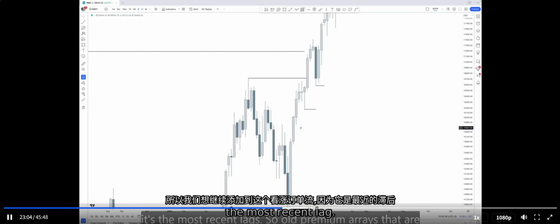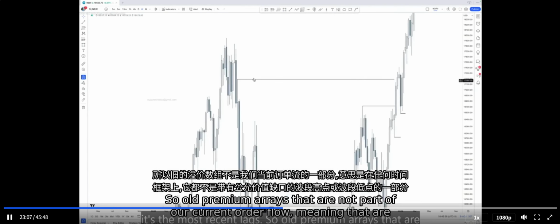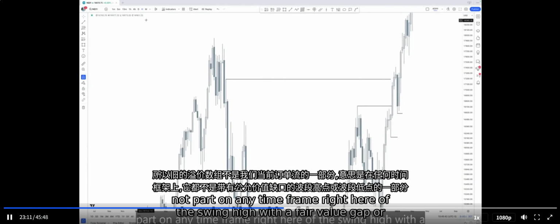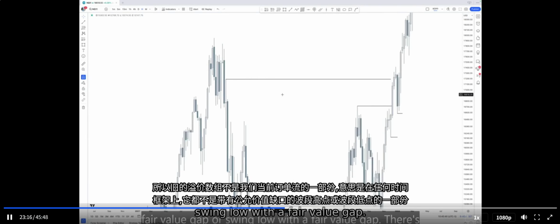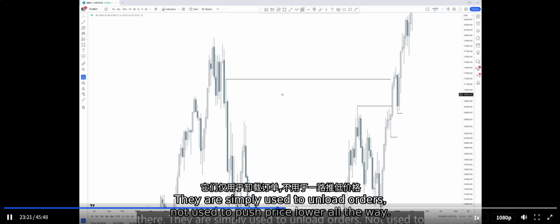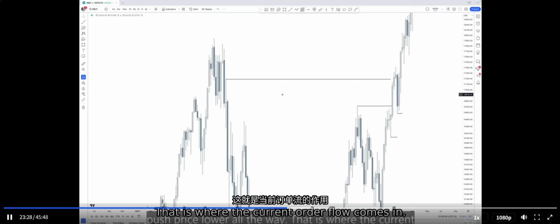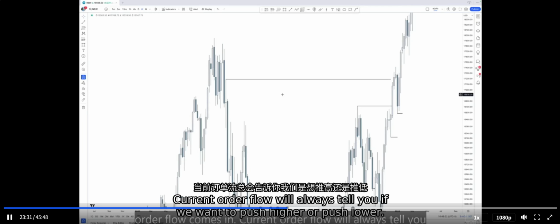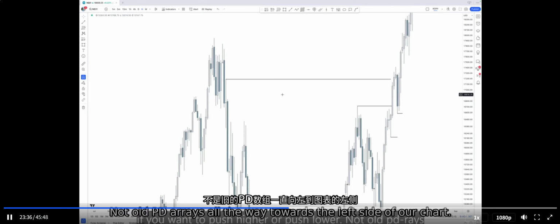because it's the most recent lags. So old premium arrays that are not part of our current order flow, meaning that are not part on any time frame right here of the swing high with a fair value gap or swing low with a fair value gap, there's no order flow lags that we need to take into account right there. They are simply used to unload orders, not used to push price lower all the way. That is where the current order flow comes in. Current order flow will always tell you if we want to push higher or push lower, not old PD arrays all the way towards the left side of our chart.